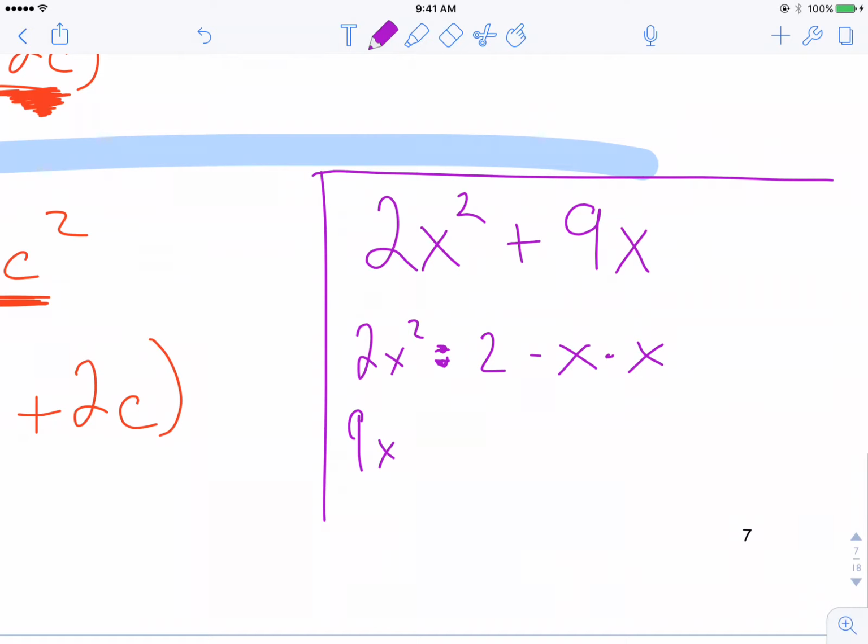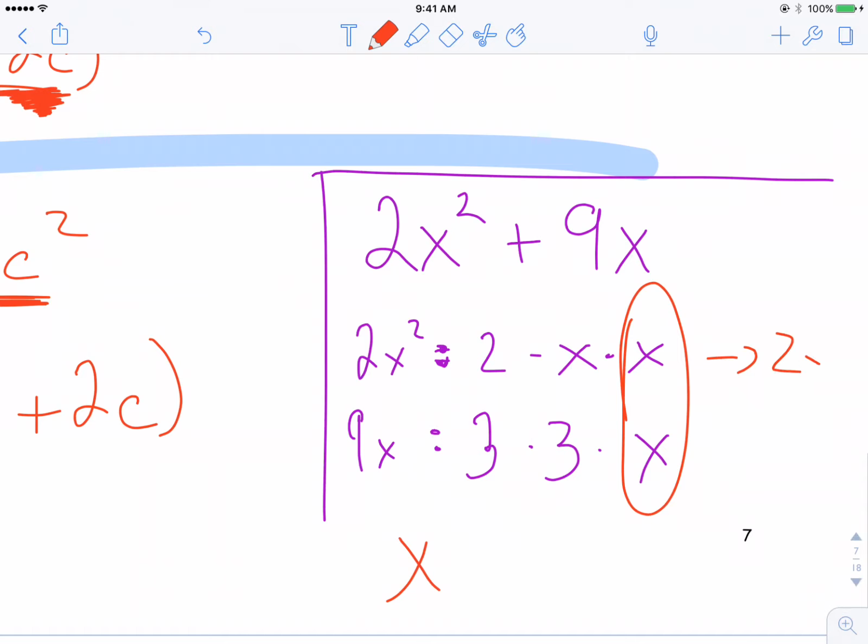9x will factor 3 times 3 times x. The only commonality I see is x. So x is a factor. What am I left with up here? 2x. What am I left with here? 9. It would be 2x plus 9.